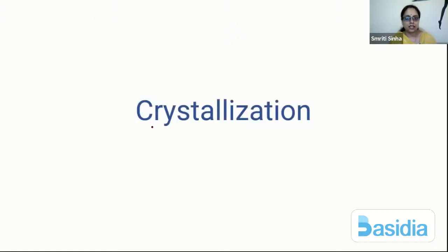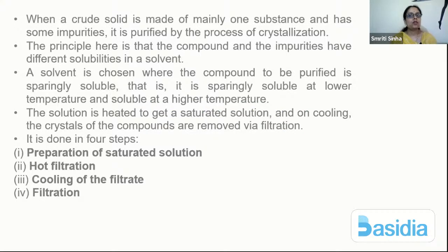Next is crystallization. What is the crystallization technique? It is a technique where you again purify a solid compound. The crude solid, that is the impure solid, should be the main constituent in larger amount, and some impurities can be present. It is not a single impurity; different impurities can be present with this crude solid. If your crude solid is one single substance with a few impurities in it, you can purify it by the crystallization process.